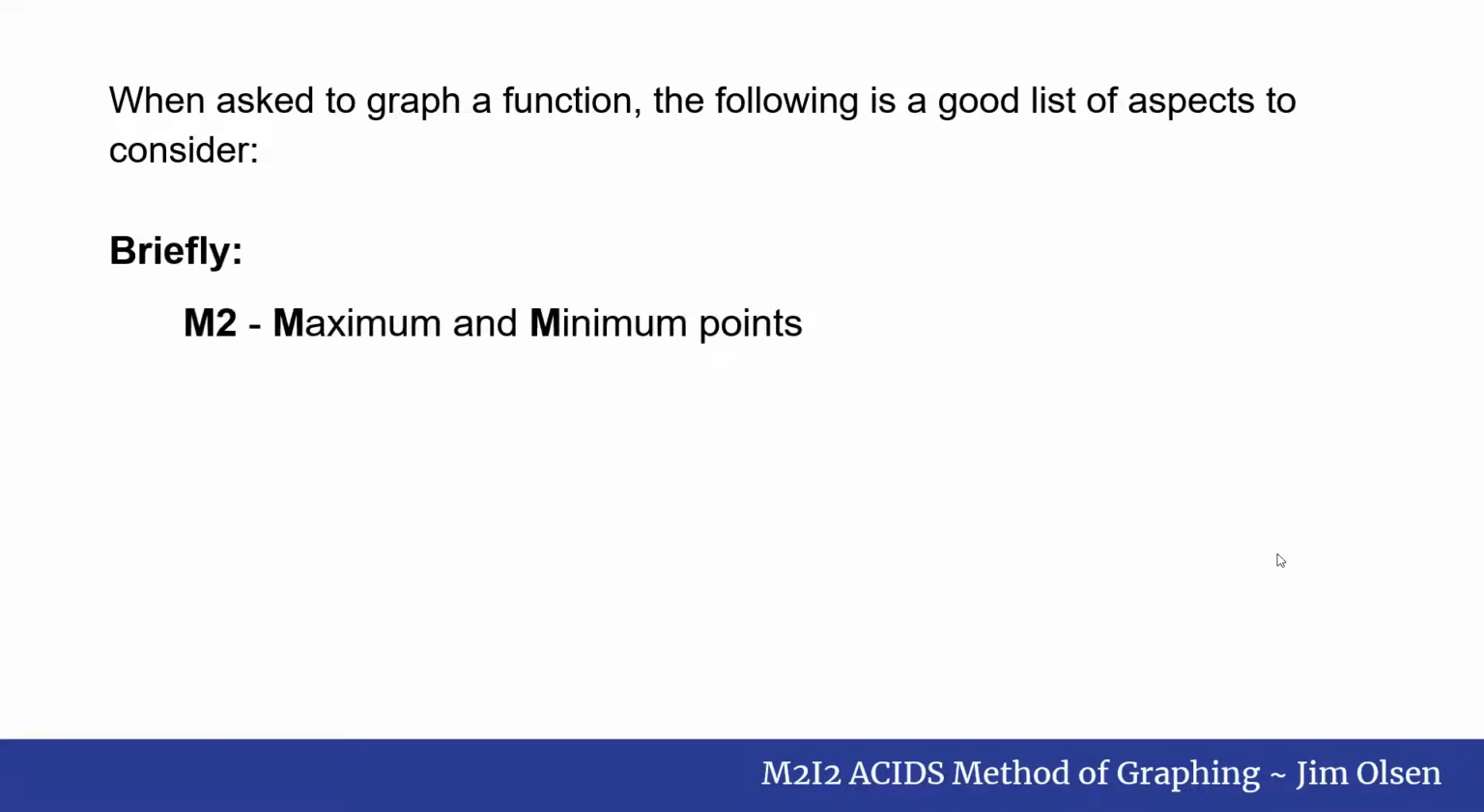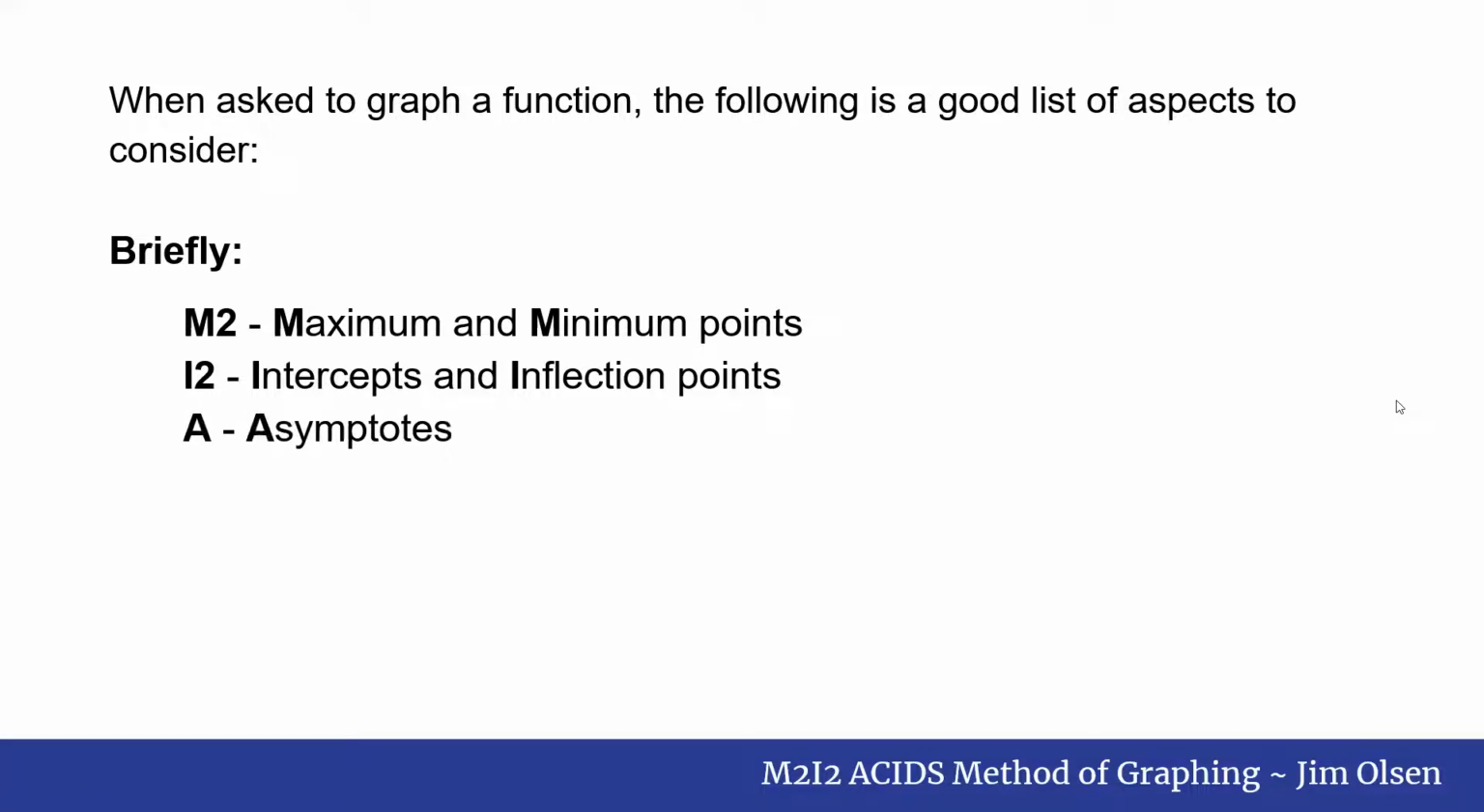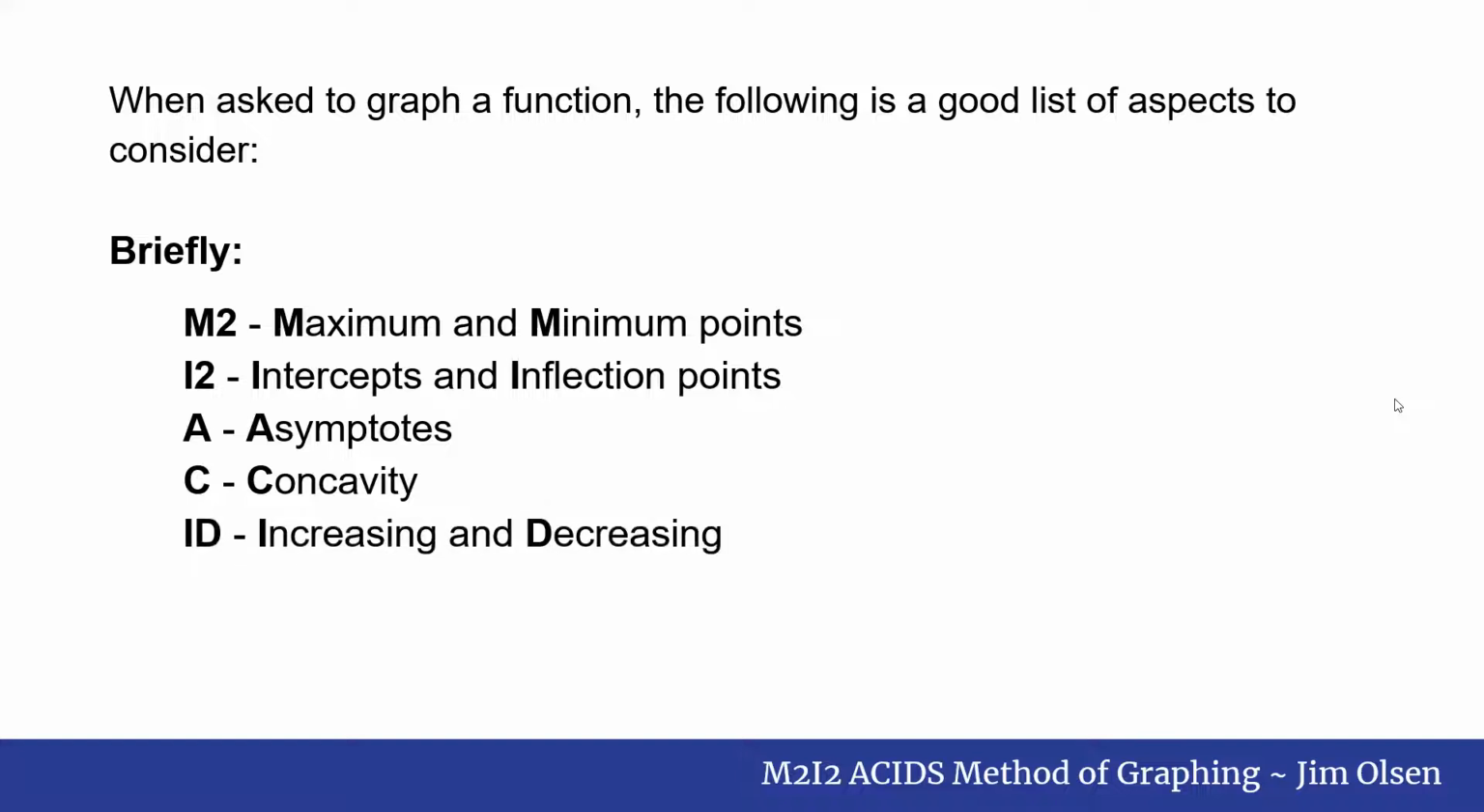M2 means maximum and minimum points. I2 is intercepts and inflection points. A is asymptotes. C is concavity. ID is increasing and decreasing. And S is symmetry. Let me make a quick comment about graphing.